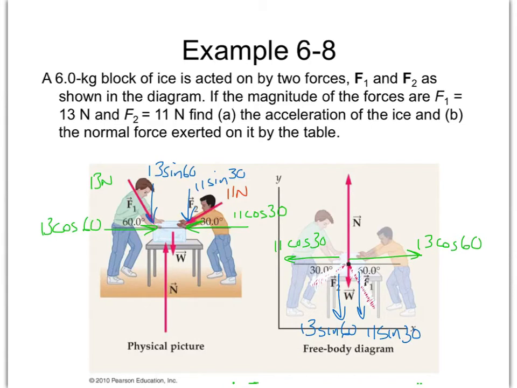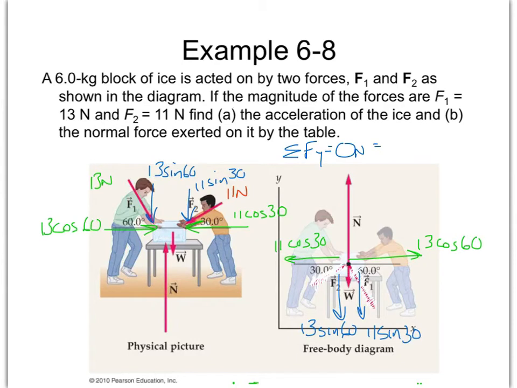We can assume that for the y direction, assuming this table does not collapse, that means that the table is supporting the downward weight of the block plus the downward component of this guy's force plus the downward component of this guy's force right here. So we can say that the net force in the y direction is 0 newtons. That is, the ice block is not moving in the y direction at all. We can also say that the net force in the y direction is equal to the sum of all the forces in the y direction.